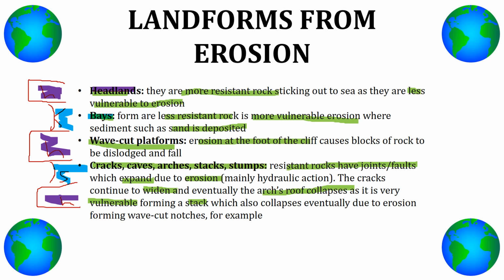And it collapses, even due to weathering on it, for example, such as the water from rain getting into cracks and causing freeze-thaw weathering. Collapses, which results in a stack, and erosion keeps occurring at the foot of the stack, which causes it to collapse and form a stump. Pretty simple concept. Quite a bit to learn, but once you really get into it, it's fairly simple.